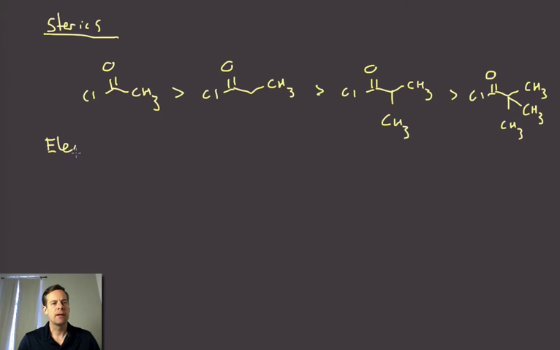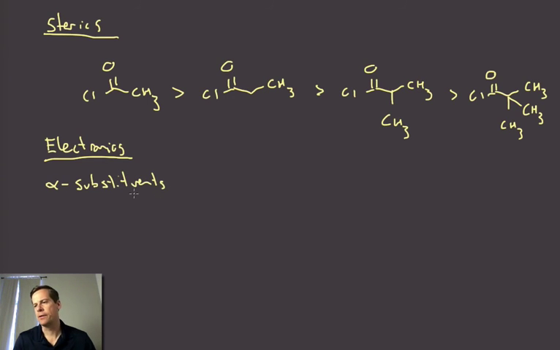Now the other thing that can impact reactivity is the electronics. We just talked about the electronics of the leaving group itself, this heteroatom, but the electronics of the thing on the other side of the carbonyl also have an impact. We're primarily talking about the alpha substituents in this case. It's not the only factor, but those are the most prominent.